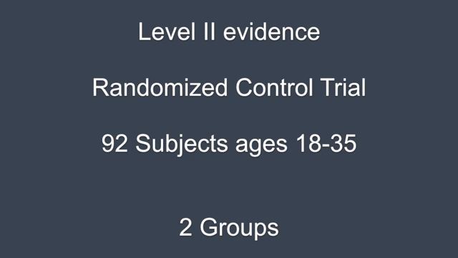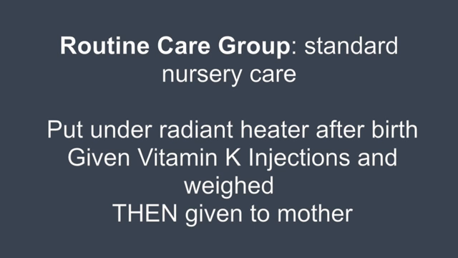At the end of the study, 92 of the original 114 women remained. They were split into two groups randomly, a routine care group, which was the control, and a skin-to-skin contact group, which was experimental. In the routine care group, newborns were put under a radiant heater, weighed, and given vitamin K injections immediately after birth, and then they were given to their mothers.